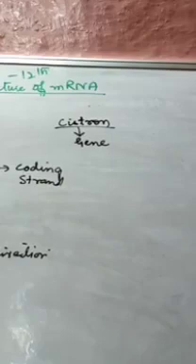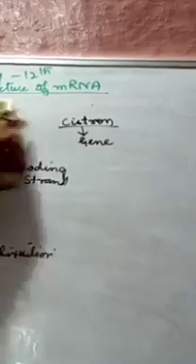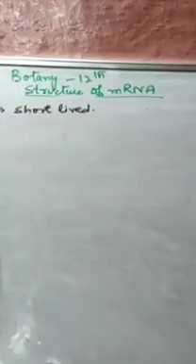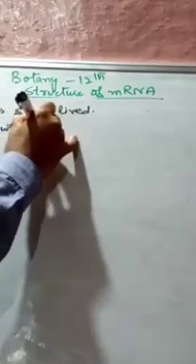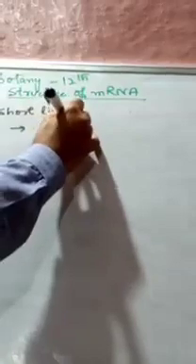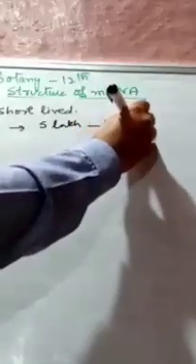Now, if we talk about mRNA, it has some characteristics. First, it is short lived. It forms one or two amino acid chains, then it dies. Second, it has a very high molecular weight, about 5 lakh to 10 lakh.